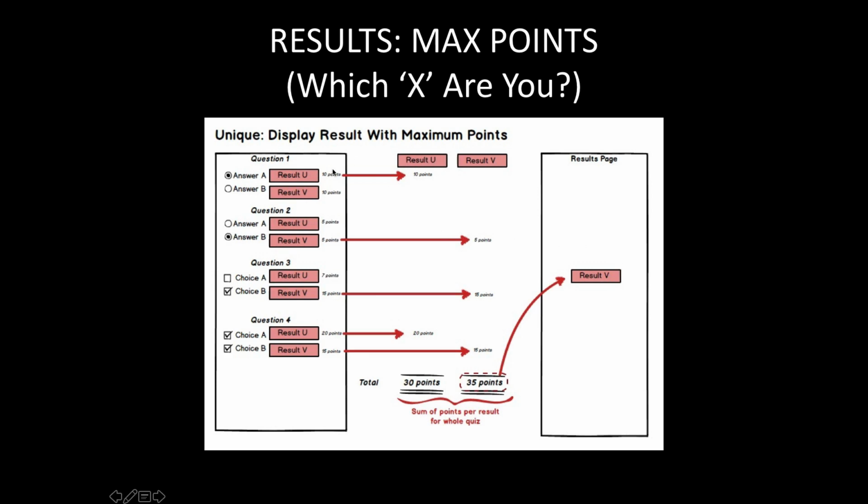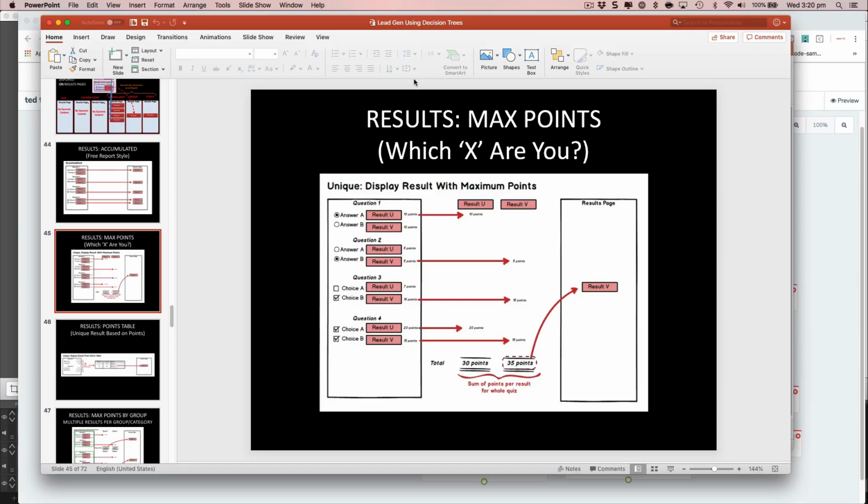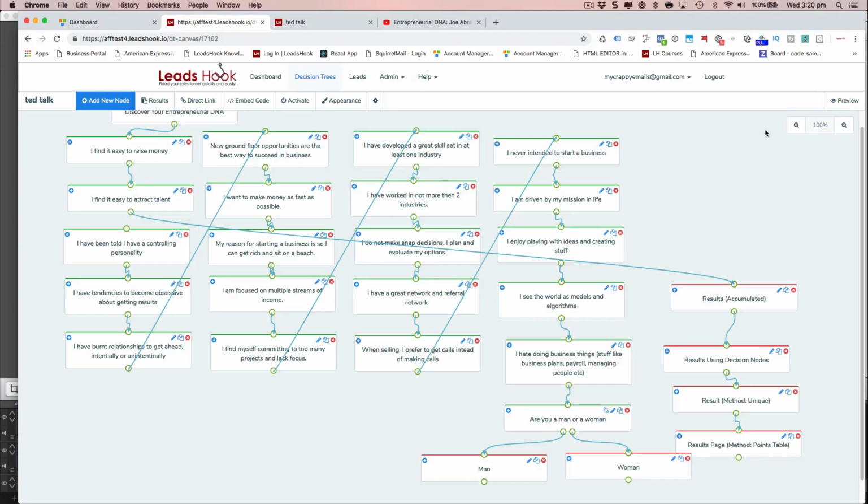So it's a way where, say for example, if you only have 3 or 4 categories of results that you want to show, and you want to attach those points only against specific categories, then you can go ahead and use this one here, which is unique result, which is maximum points. All right, so I'm going to show that next. I'm going to pause the video now so I can set that up for you.